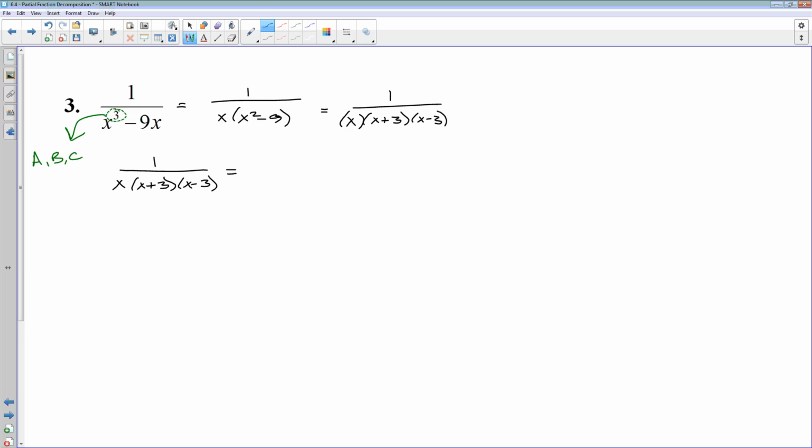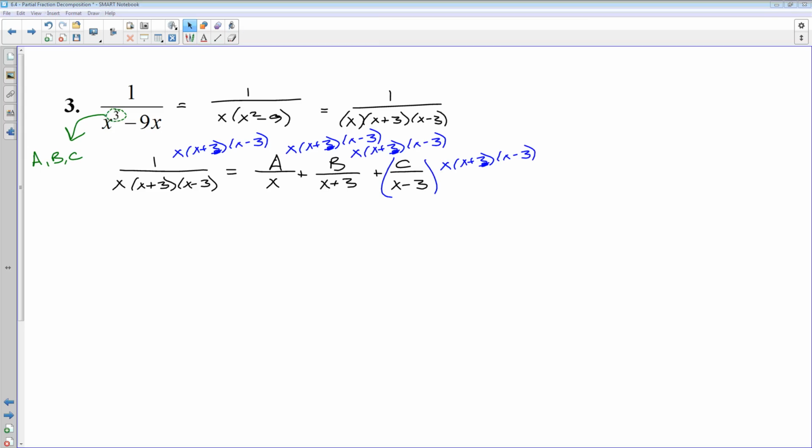And I'm going to set that up as something over x, because that's my first factor, plus something over x plus 3, plus something over x minus 3. And then we will multiply everything by the common denominator, which is x, x plus 3, x minus 3. And let me copy and paste all that in.